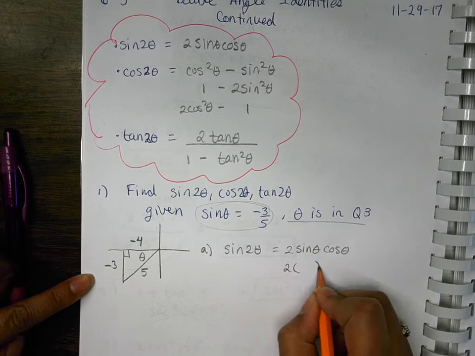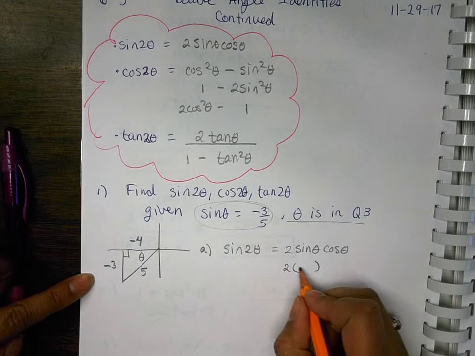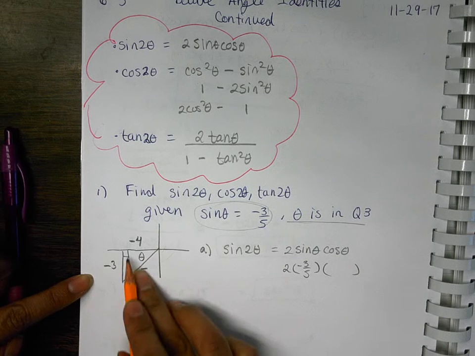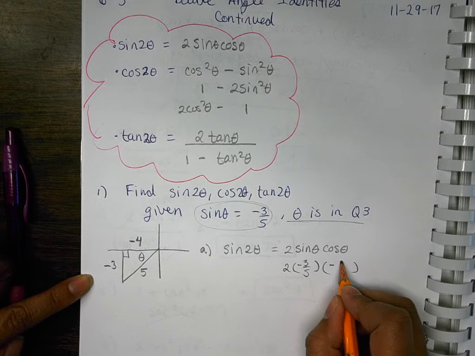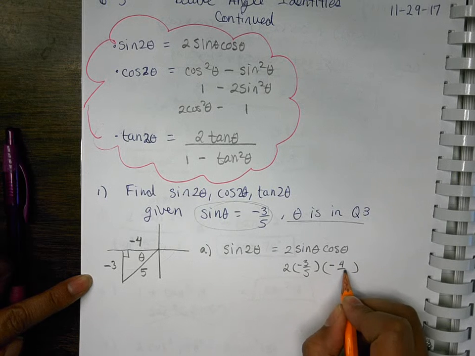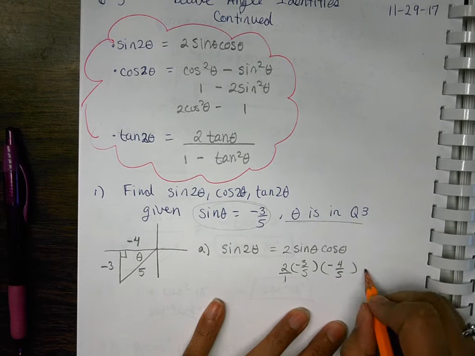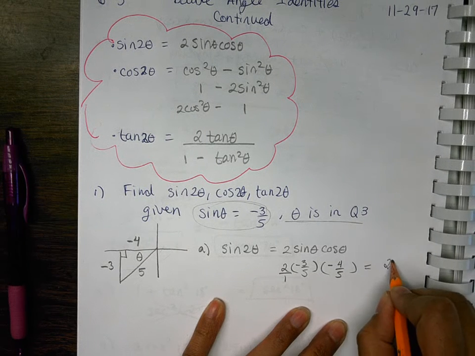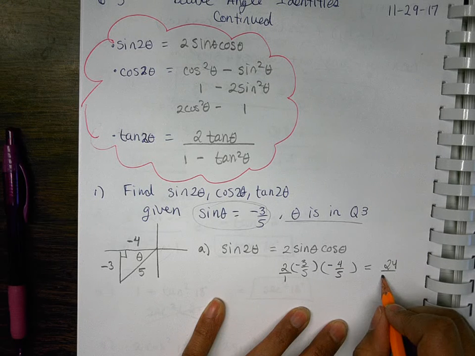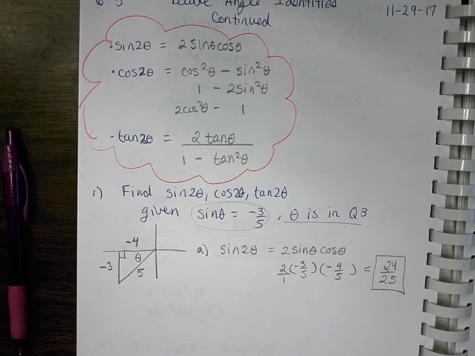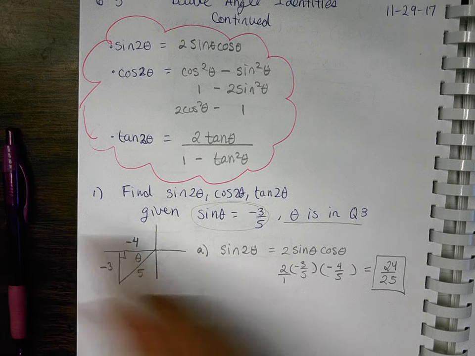What is sine of this picture? I'm going to write down the 2. What is sine of this picture? And then another blank, and then we do times cosine of the same picture. What's cosine of this picture? -4/5, and I'm going to put the 2/1. What's 2 times -3 times -4? Positive or negative? Over 1 times 5 is. Reduce if you can, and since we cannot, final answer. That's one of our final answers. One of the final answers, you are correct.